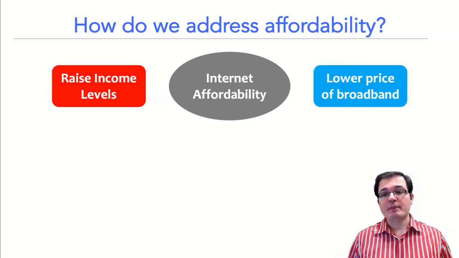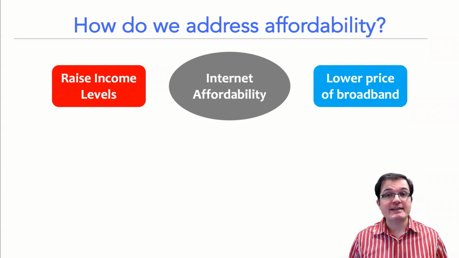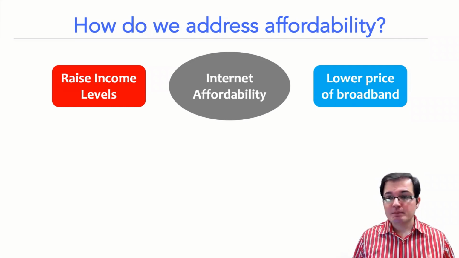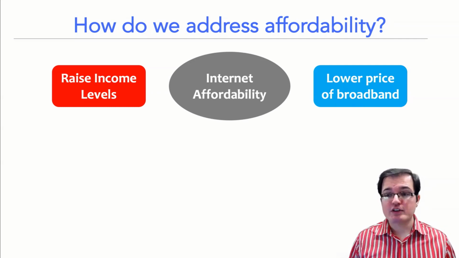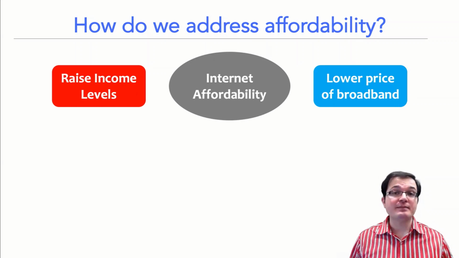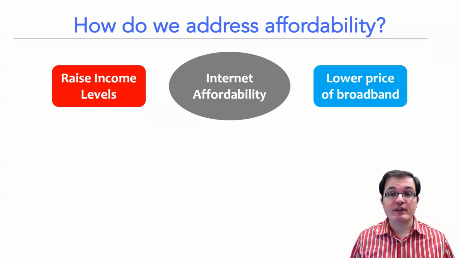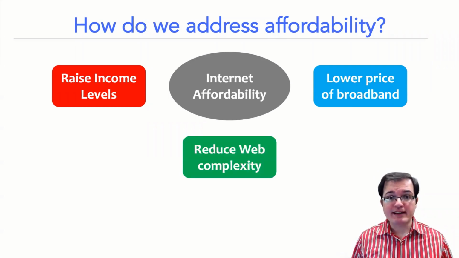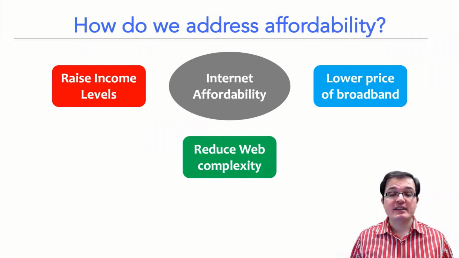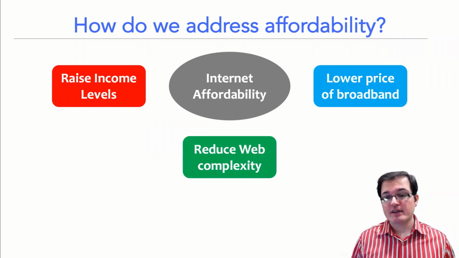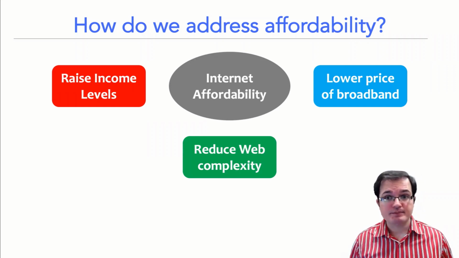Another way to make broadband services more affordable is to lower their price. Unfortunately, between 2019 and 2020, the median price for mobile broadband services reduced by only 0.2 percentage points, which highlights systematic barriers as the average revenue per user in developing countries is already fairly low. Finally, we can make the web affordable by reducing the web complexity in regions with high broadband prices relative to income levels. And this is the focus of our work.